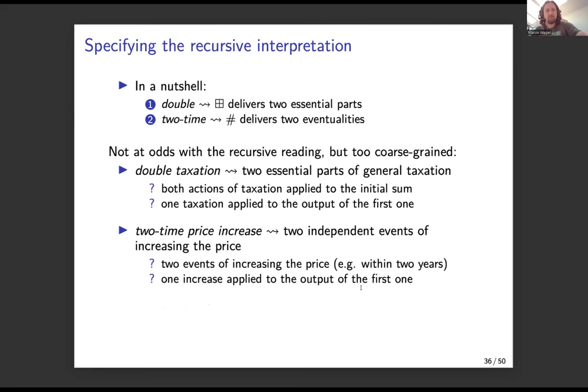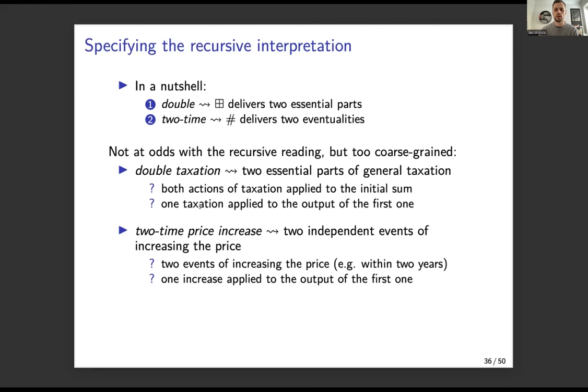Okay, so moving to the recursive interpretation, what we have right now in a nutshell is two measure functions, one delivering two essential parts, another delivering two eventualities. And this in and of itself is not at odds with the recursive reading, of course, but the problem is that it is too coarse-grained, right? If you take double taxation, what follows in this approach is that you have two essential parts of general taxation, which is true, but you cannot say, just having this, whether these acts of taxation were applied to the initial sum of money, or whether you have one taxation applied to the output of the first operation. And the same for a two-time price increase, right?